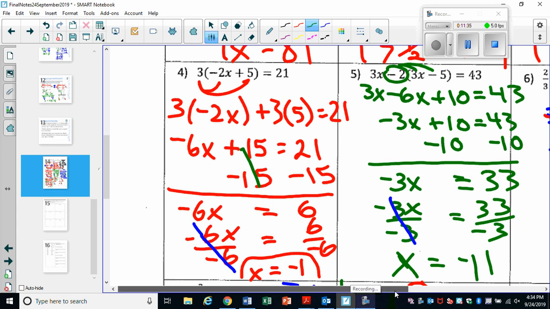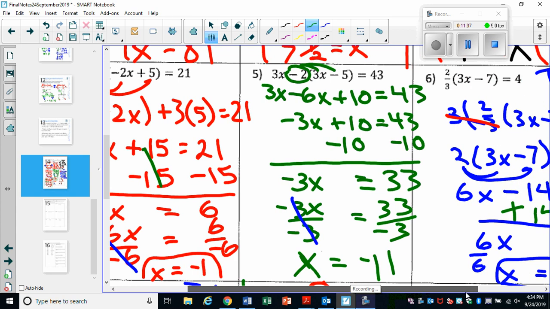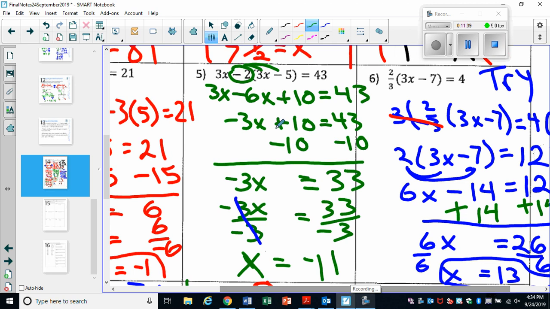For number 5, you distribute negative 2 to the 3x, negative 2 to the 5. And as a result, we get negative 6x, positive 10. We can combine the like terms, which are here. Negative 6x plus 3x. The result is negative 3x. Of course, we bring down the plus 10 equals 43.